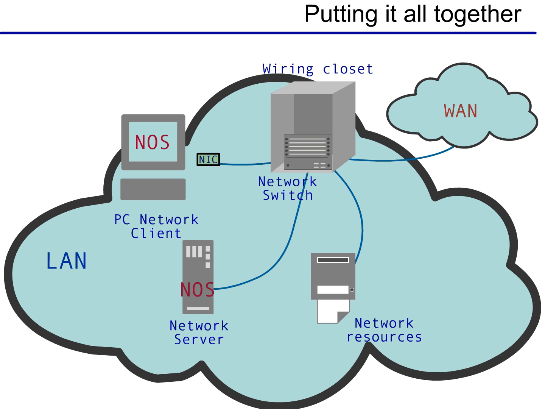Next, we install a network switch in the wiring closet. The switch connects all the wires and allows communication to occur. Now it's time to install the network operating system software. The NOS server software is installed on a dedicated server. The client portion of the NOS is installed on each computer. And now, our LAN is ready to go.